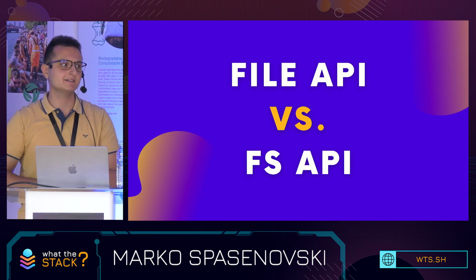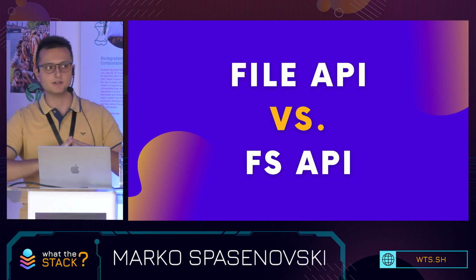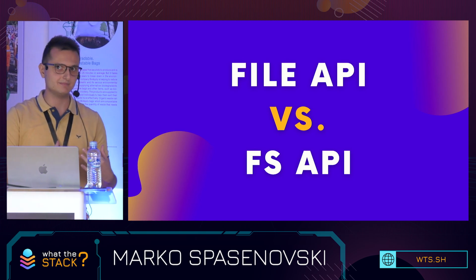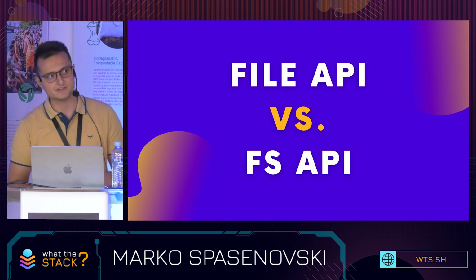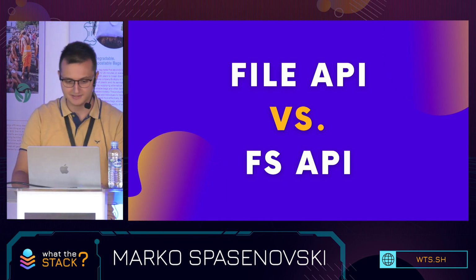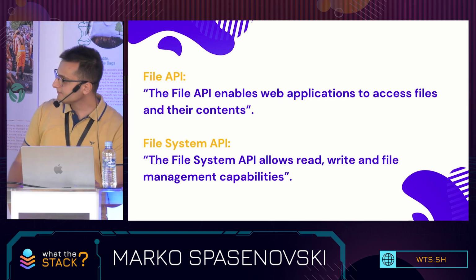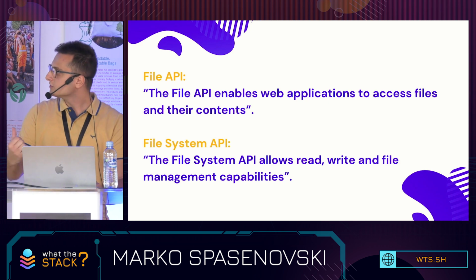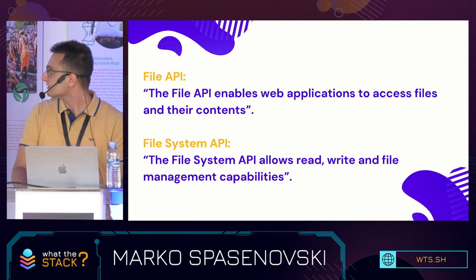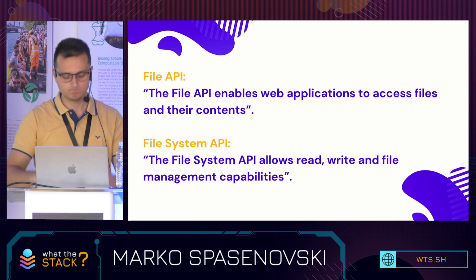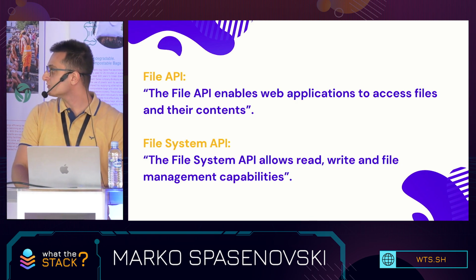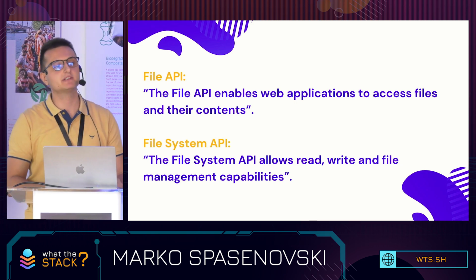The file API and the file system API are not the same thing. They can get the same job done, well, not really, because the file system API is way more powerful and the file API is more limited. We'll talk about that right now. Let's take a look at the definition real quick. So, file API: the file API enables web applications to access files and their contents. Straight to the point, pretty obvious, right? The file system API allows read, write, and file management capabilities.